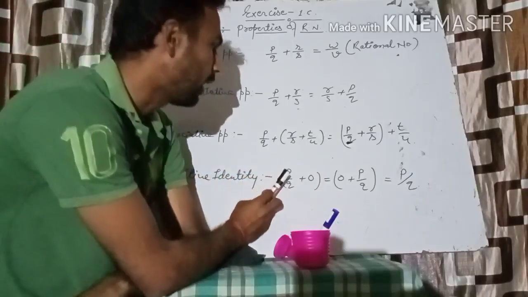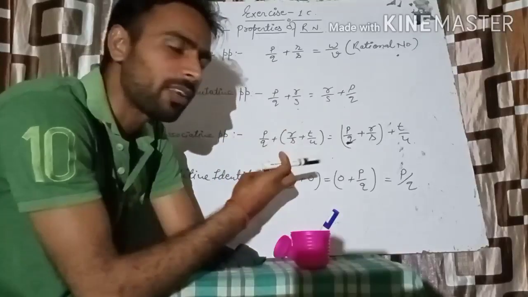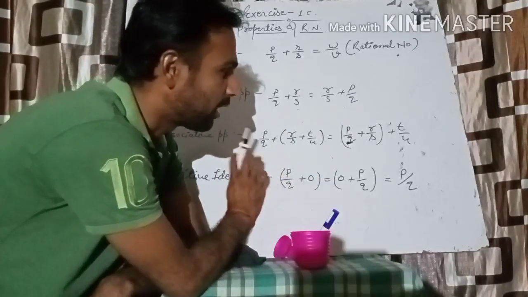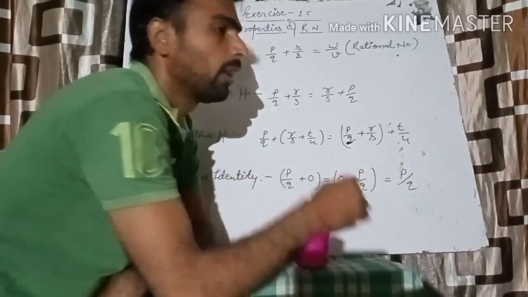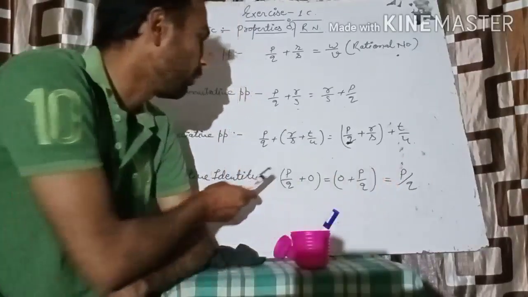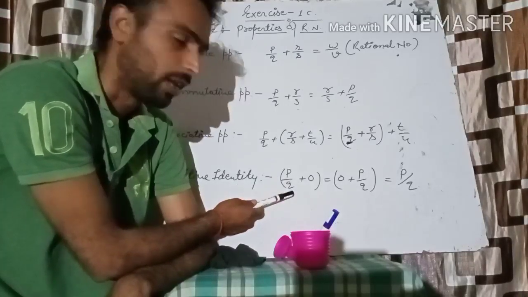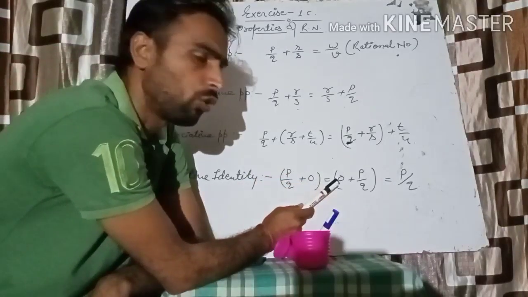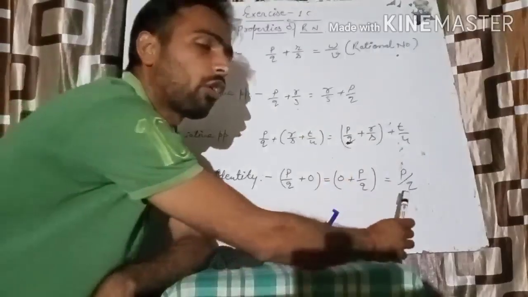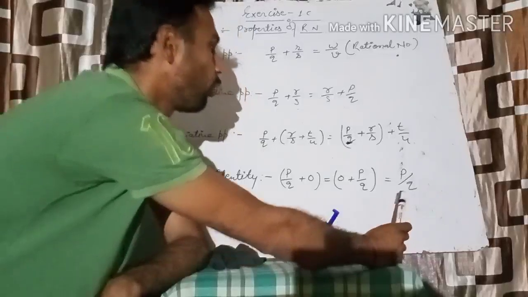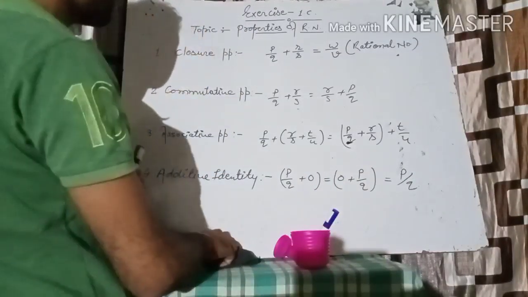If we are adding 0 to any rational number, or any rational number is added to 0, then the result will always be that rational number, p upon q. Meaning, if we have a rational number p upon q and we are adding 0, or we have 0 and we are adding any rational number p upon q, the result is always p upon q. So this property is known as additive identity.